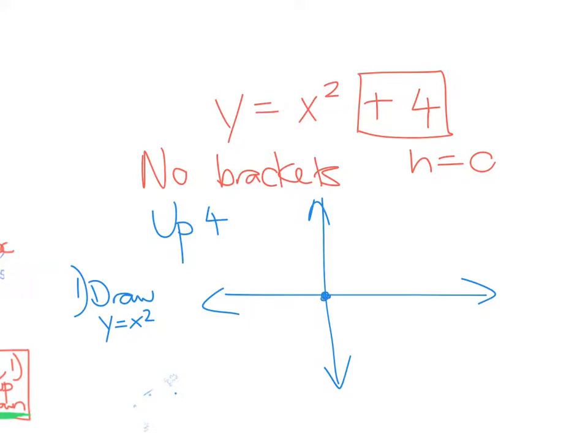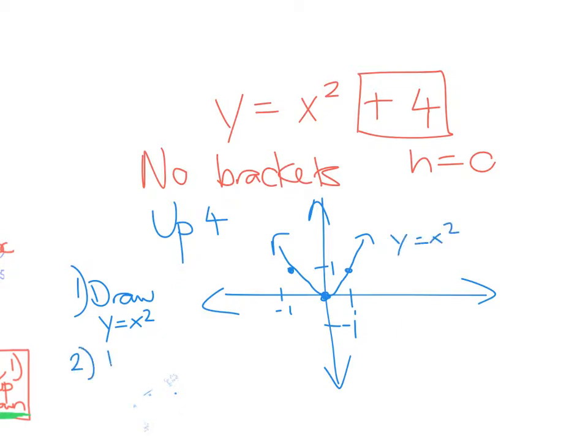We draw the points 0, 0, 1, 1, and -1, 1. We draw 1, 1, we draw -1, 1, and we join it up. And what we get is the graph of y equals x squared. That's all I've done. I haven't drawn my graph yet at all.